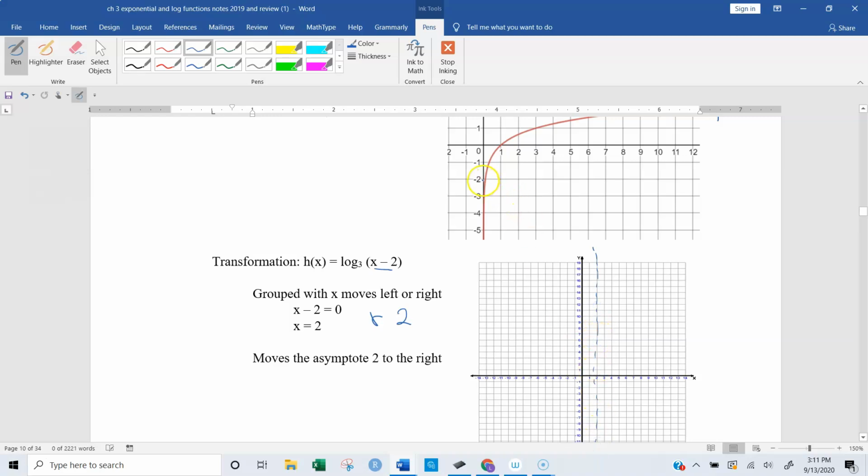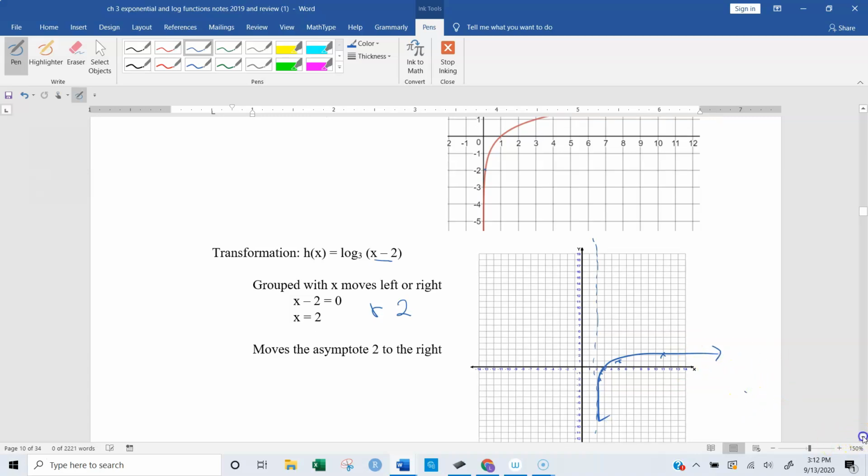Okay, now we're going to take every point, and we're going to move over 2. Now we're going to move our 1/3 over 2. And now instead of at 1, we're going to be at 3 because we added 2 to it. Instead of at (3, 1), we're going to be at (5, 1) because we're adding 2 to it. And instead at (9, 2), we're going to be at (11, 2) because we're adding 2. And there's your new graph.